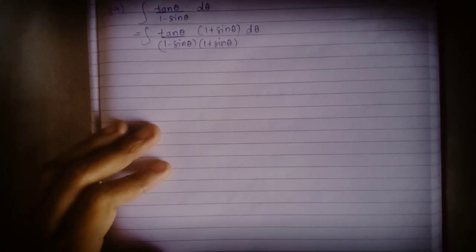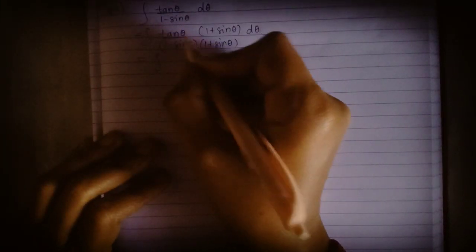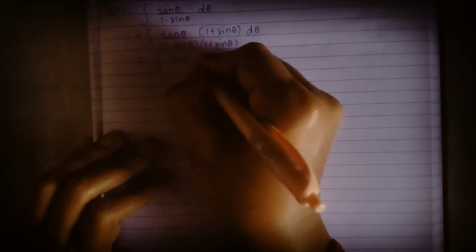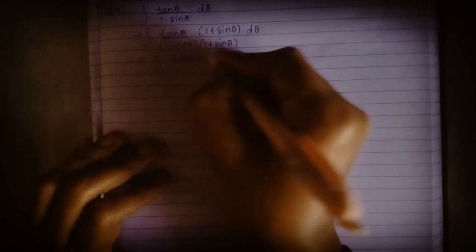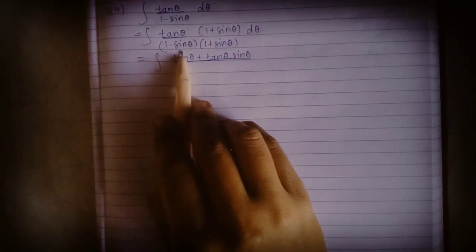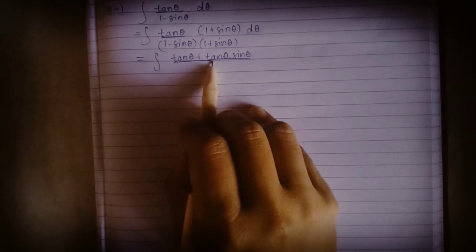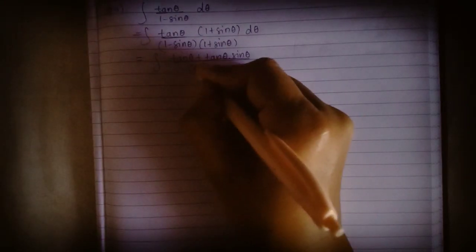Okay, so now this will be the integral of tan theta, taking tan theta inside, plus tan theta into sine theta, upon, this will be a minus b, a plus b, so a square minus b square, 1 square minus sine square theta, which is cos square theta.